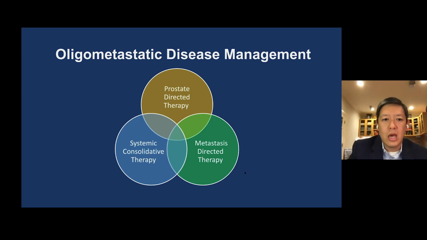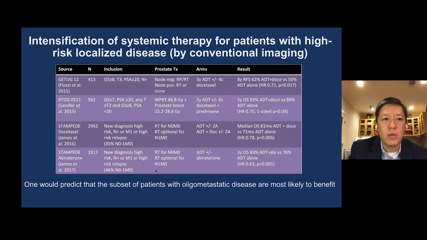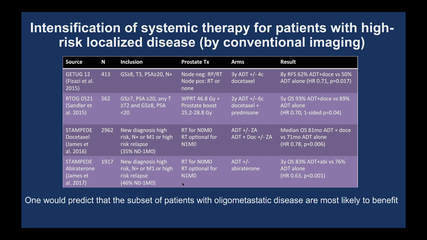So I've talked about two of these pillars of management for oligometastatic disease. And now at this point in time, I want to move on to the third premise, which was systemic consolidative therapy, meaning drug-based therapy. I just want to be brief about this, but there are a number of ongoing trials for patients with high-risk localized prostate cancer, where these patients are being randomized on clinical trials to more intensification of drug-based therapies, either targeted against the androgen receptor, which is a driver of aggressive prostate cancer, or with chemotherapy.